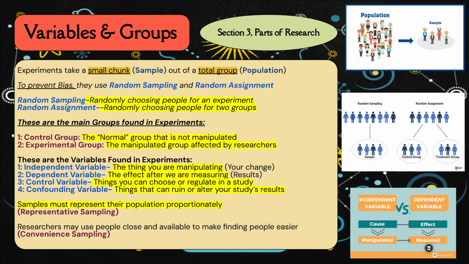Confounding variables are things that can ruin or mess up your studies that you don't have control over. So for example, maybe a bad storm came by and actually ruined one of the plants. That's something out of your control, a confounding variable.